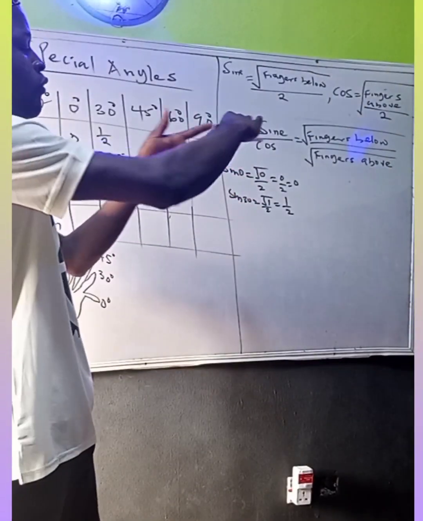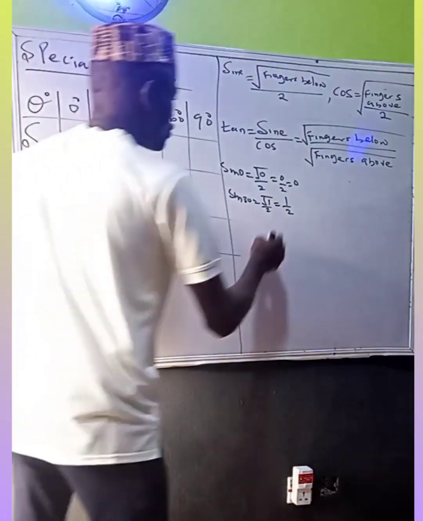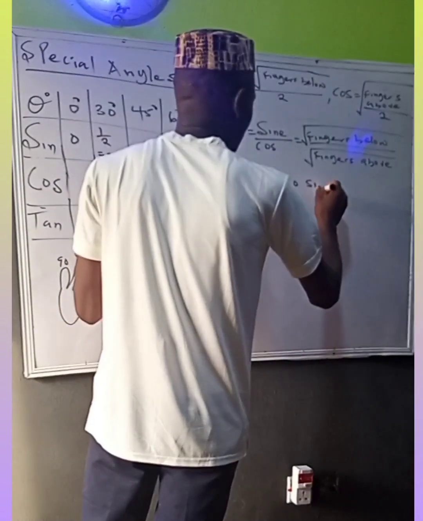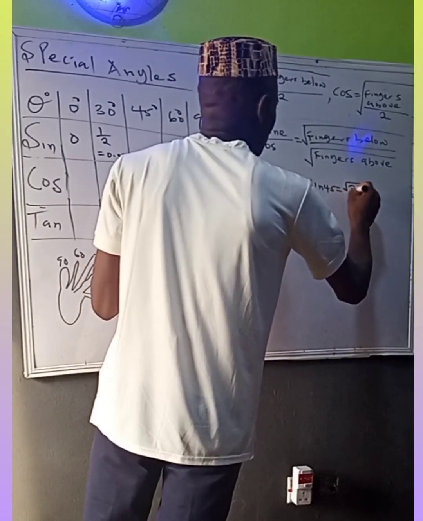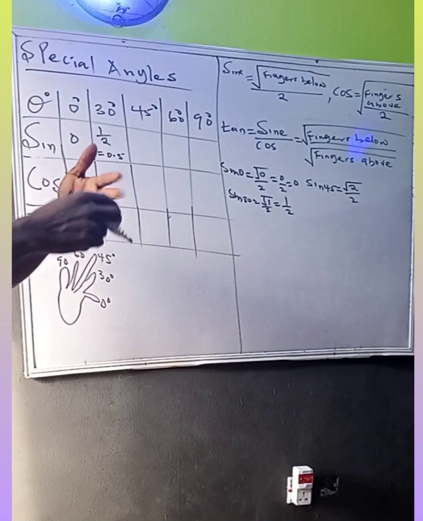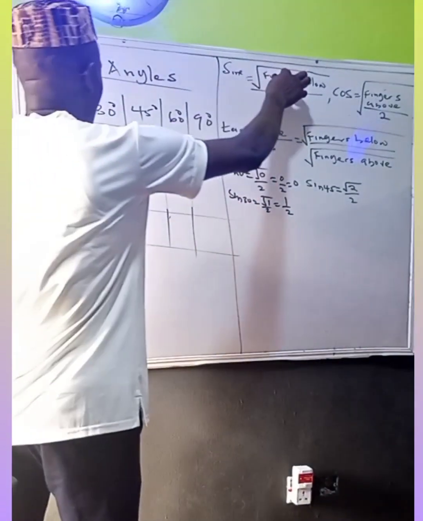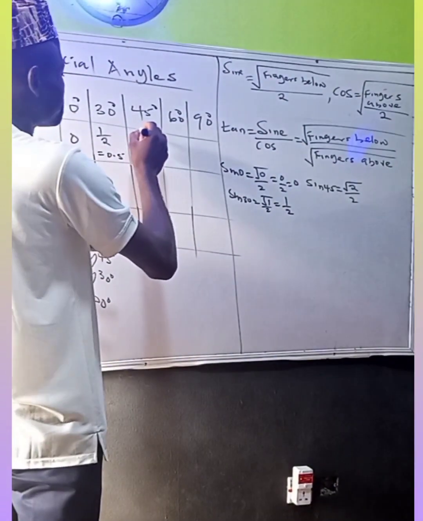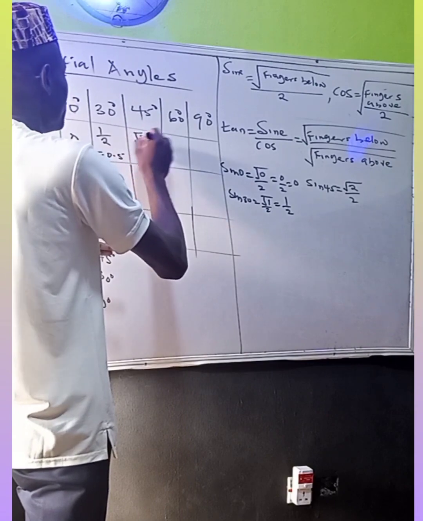The next is angle 45. How many fingers do we have below it? 2. So sine 45 becomes the square root of 2 divided by 2. We have the square root of the 2 fingers divided by 2. So the answer becomes the square root of 2 divided by 2.